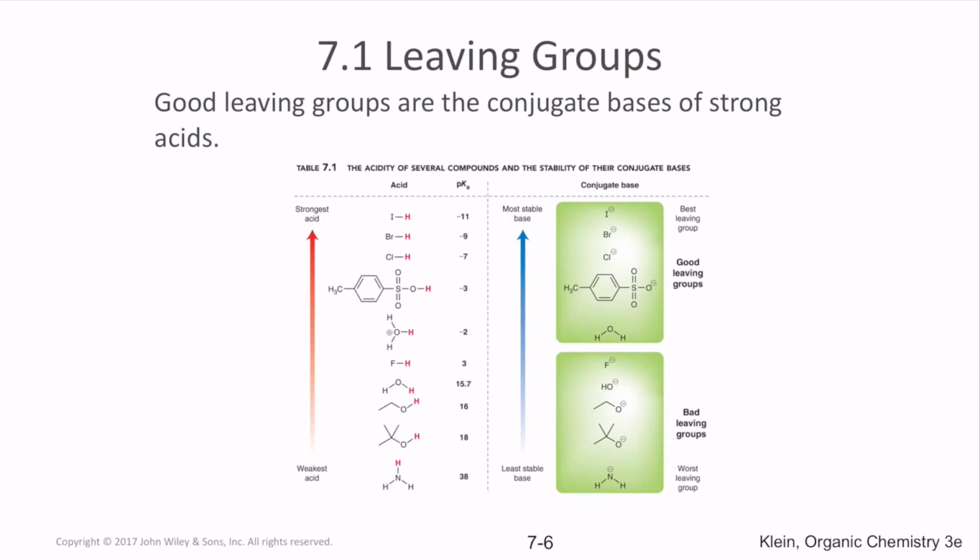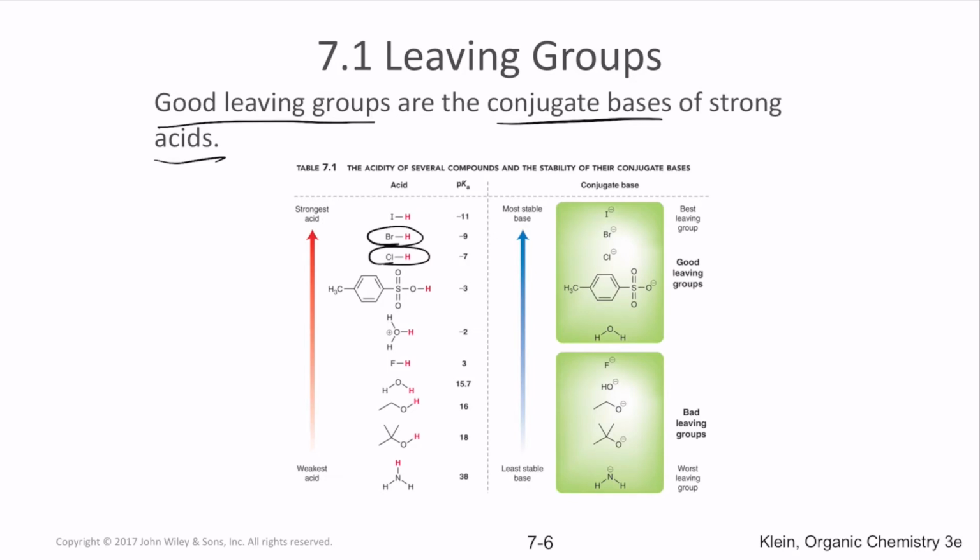So what are good leaving groups? Most commonly, good leaving groups are conjugate bases of strong acids. For example, Br minus is a good leaving group because HBr is a strong acid. Cl minus is a good leaving group because HCl is a strong acid. So the conjugate bases of strong acids are the most common good leaving groups.